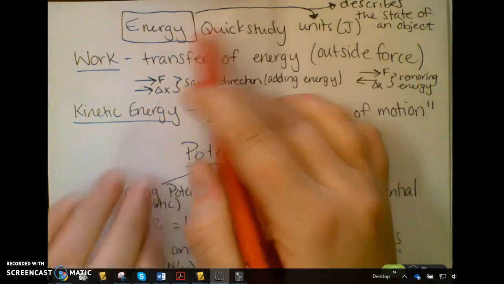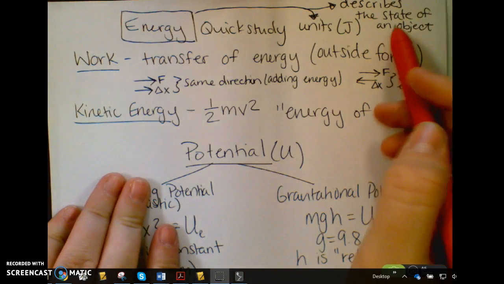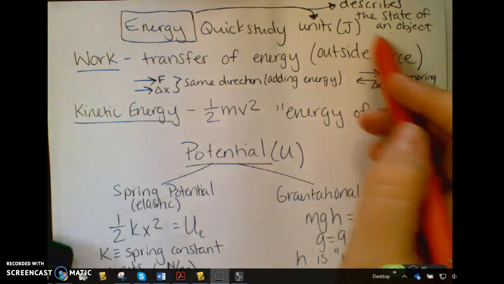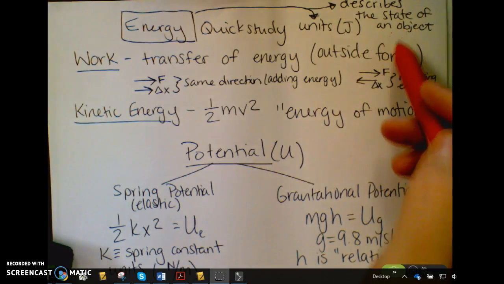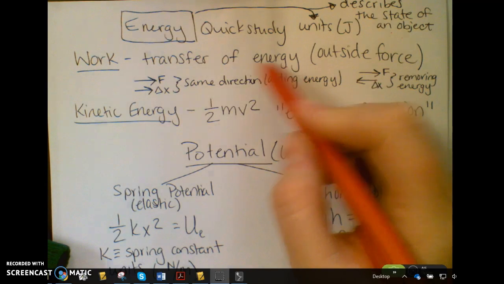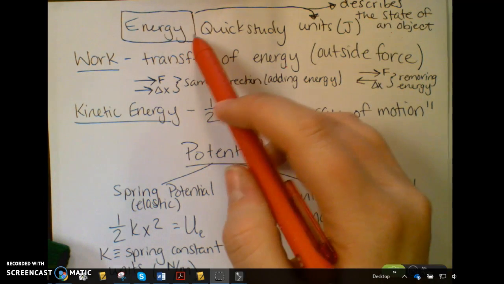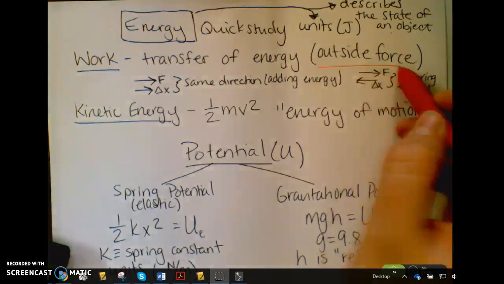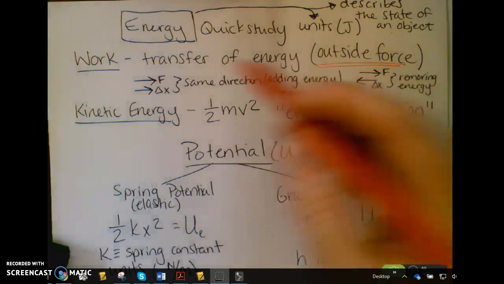So, energy definition describes the state of an object. It tells us how easy it is for an object to transfer energy, meaning doing work. It's our capability of doing work. Work is a transfer of energy. Now remember, energy just is a way we quantify the state of an object. Work is a transfer of energy by an outside force.